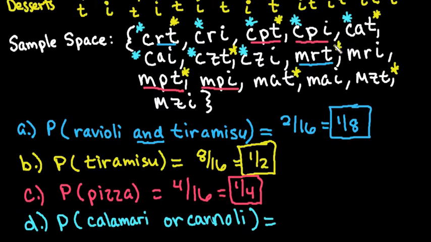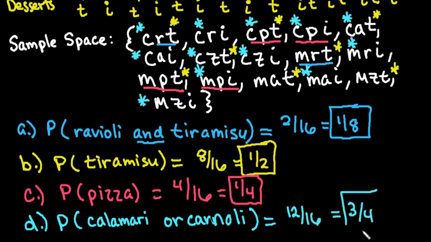combinations have a C. Okay, but then we would also have to look for the next one to see if there's cannoli. So we have cannoli with the mushrooms 1, 2, 3, 4 more times. So if I take the 8 plus the 4, this happens 12 times out of 16, which reduces to 3/4. So the probability of ordering calamari or cannoli is 3 out of 4. So if it says and, it has to be in both of them. If it says or, it only has to be one of them.